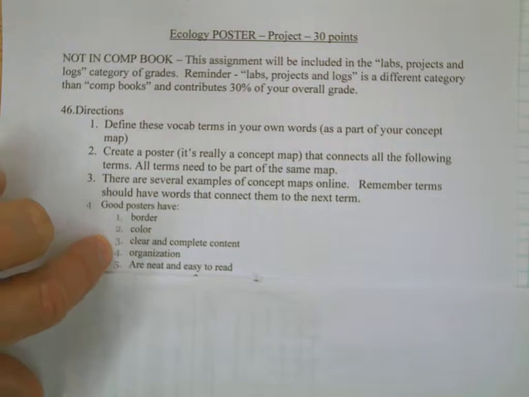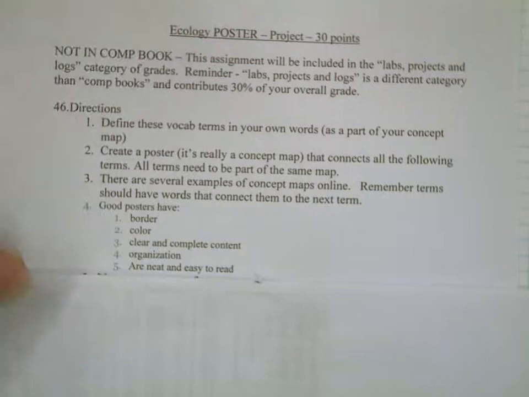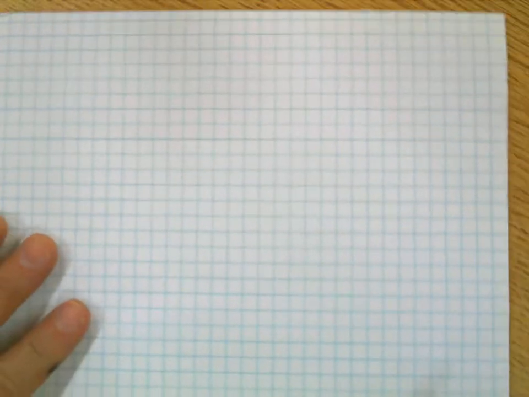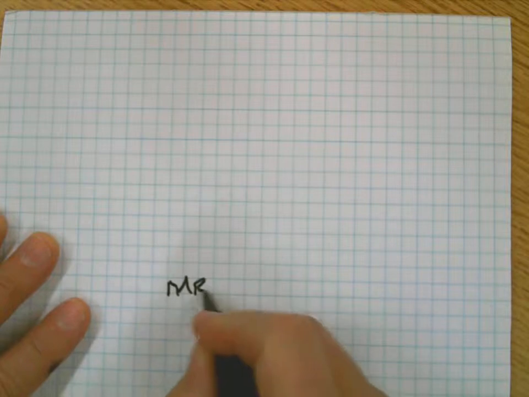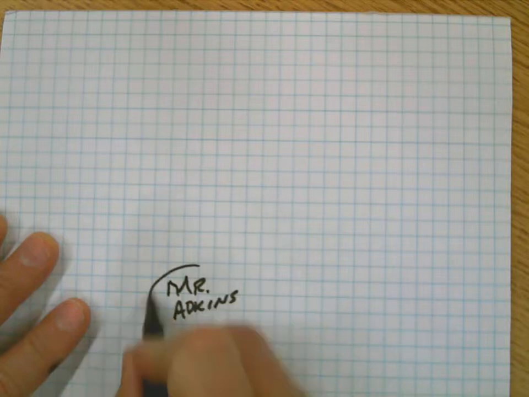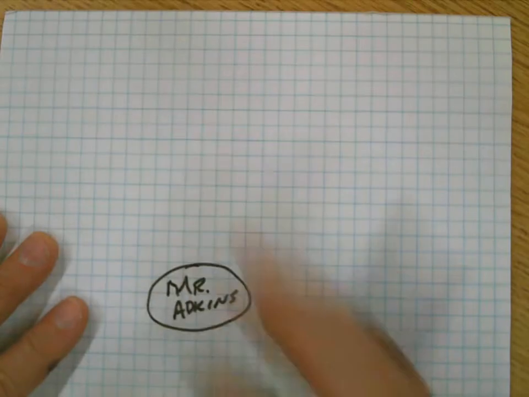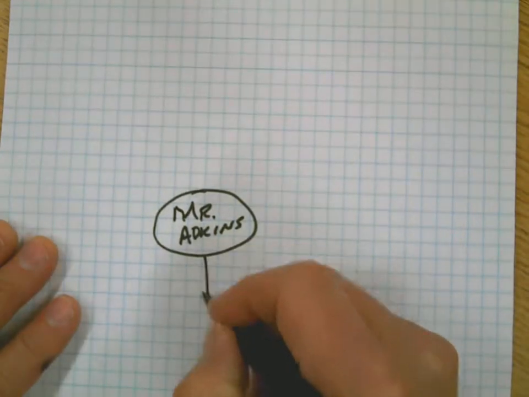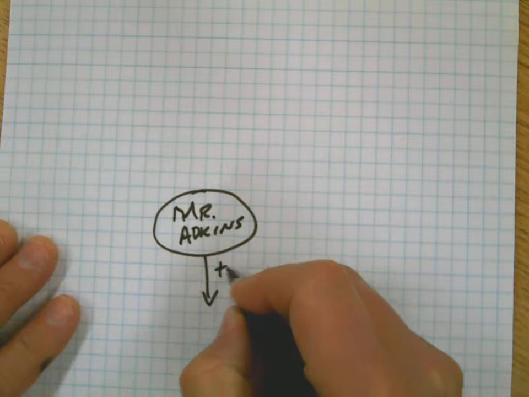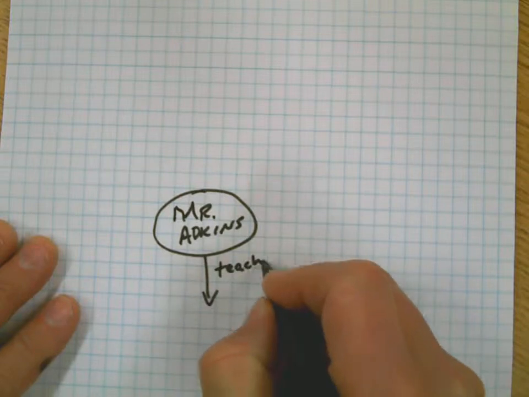Let's do an example of a concept map here. Let's take me, perhaps. I'm Mr. Adkins, so I could put myself at the top. I could put it on the side. I'm just going to put it right here, kind of in the middle. So I'll just call this Mr. Adkins, and I'm going to put a little circle around that. Now, it could be on the top. It could be anywhere I want it to be. And one of the things I do is I teach biology. That's one of the classes that I teach, so I could write that down as biology.